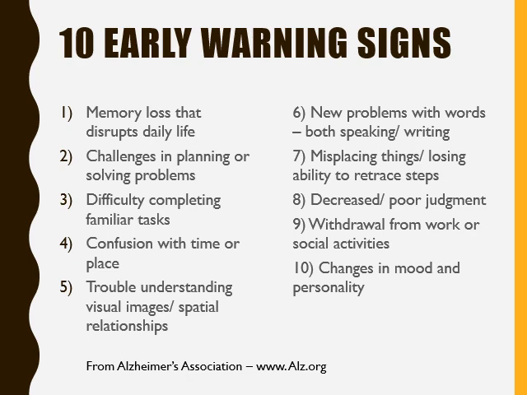Remember, the elderly tend to have problems with new information and maintaining it, but with repetition, they can recall that information. But if you have somebody with Alzheimer's, they won't be able to recall that information, even with the multiple times that you keep orienting them again and again and again. Then there's misplacing things, decreased or poor judgment, withdrawal from work or social activities, and changes in mood and personality. So these are your 10 early warning signs. These are things that are happening consistently, and that's what we're looking for.